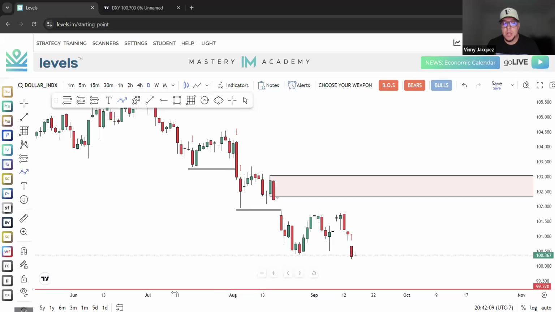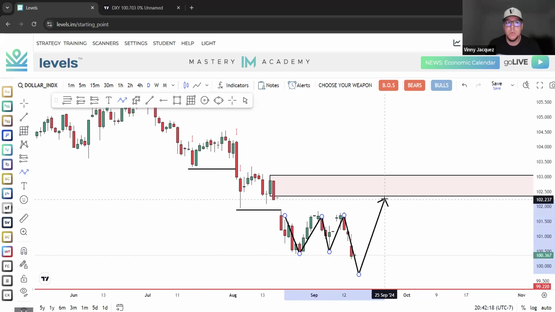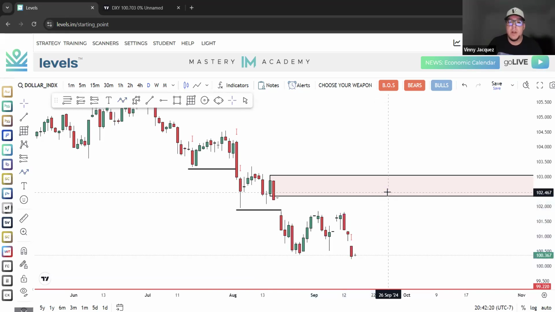Since we still haven't broken and closed below this structure, which is this red line, we do still have an opportunity to continue with some upward momentum with the dollar, right? For how long, who knows, but we still can.